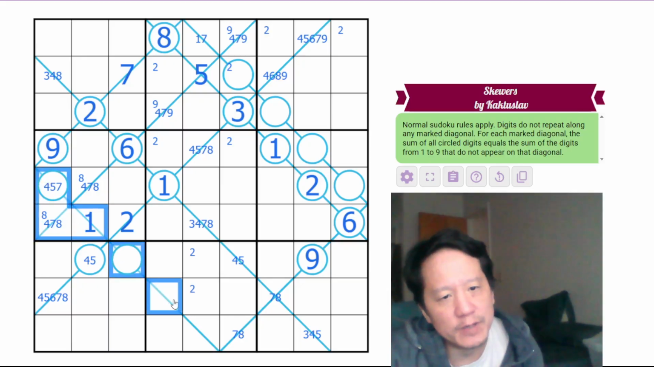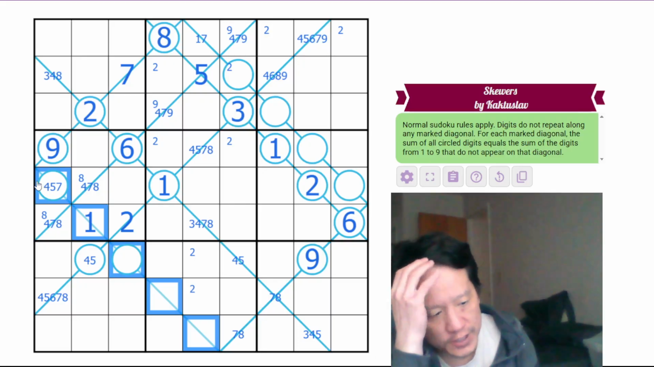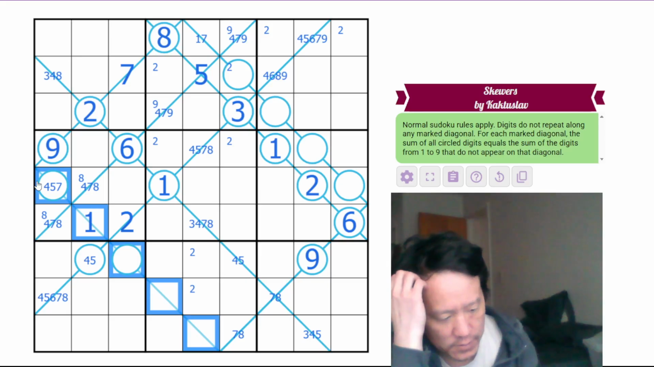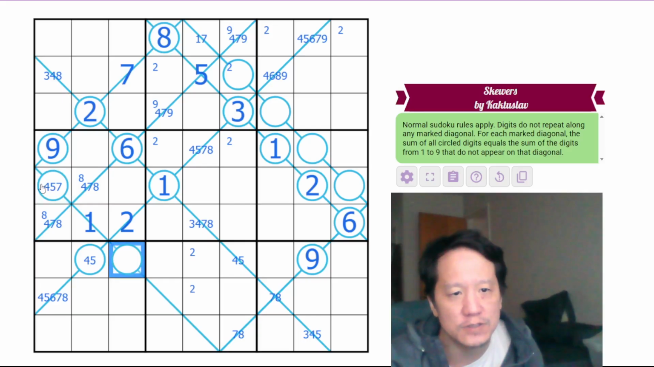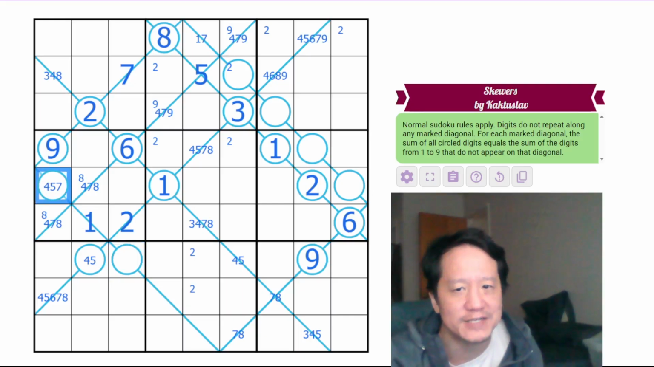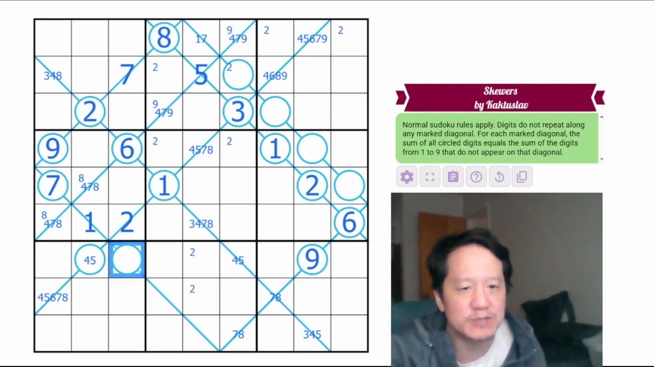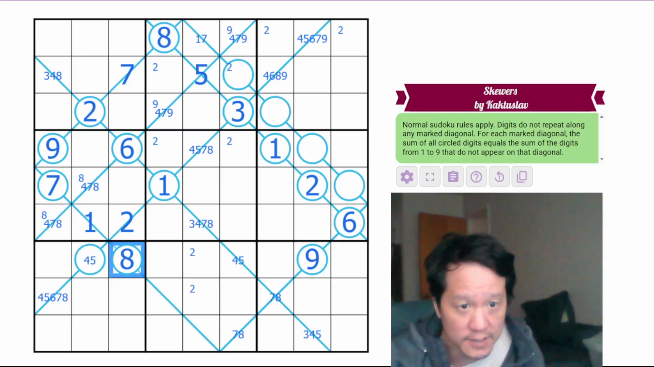So the minimum of digits not on the line is 2, 3, 4, 5, which adds up to 14. Therefore, these two digits must add up to at least 14. But 5 plus 8 at most is never going to add up to 14. It's 13. It's too small. So this must be a 7. This has to be 7, and this has to be 8 to add up to more than 14.